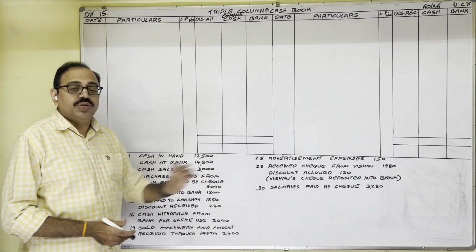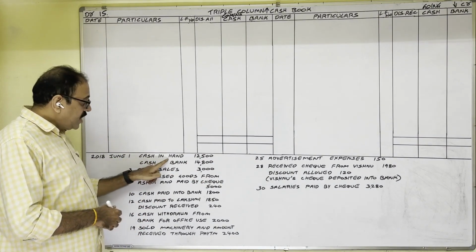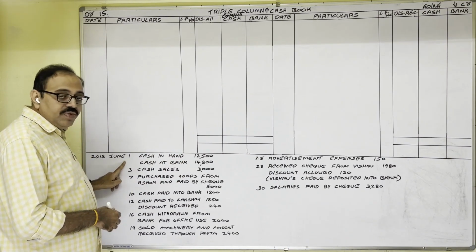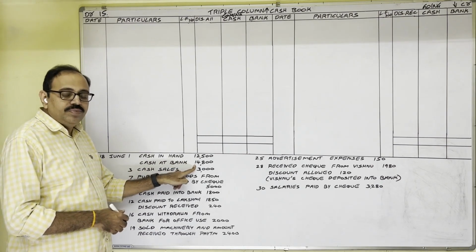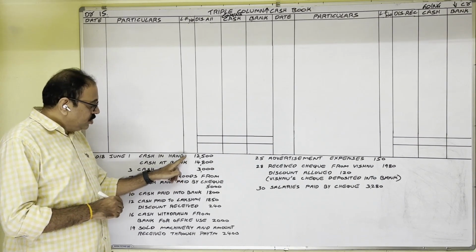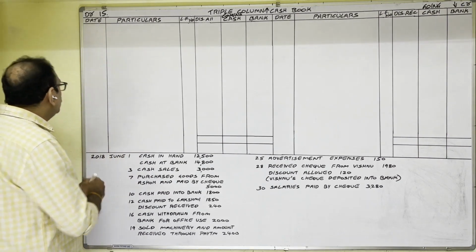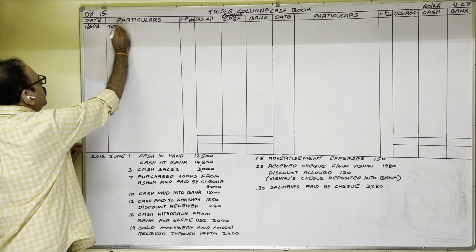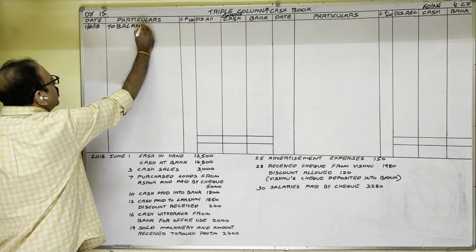This is the 15th question. 2018 June 1. Cash in hand 12,500. Next, the date is not given, which means the same date. Cash at bank 14,800. As I said earlier, these two are opening balances now. These two are assets. Assets we should show on the debit side. 1st June 2018. We should start on the debit side with these 2. For opening balances, we have to write 'To balance b/d', balance brought down.